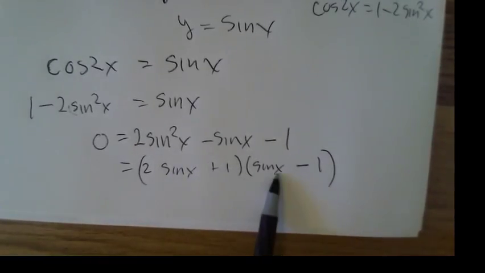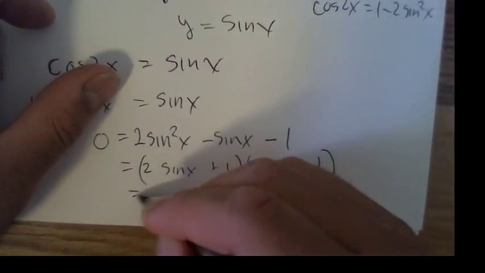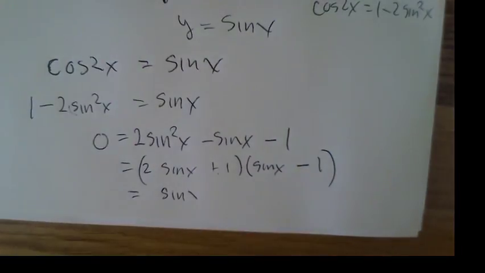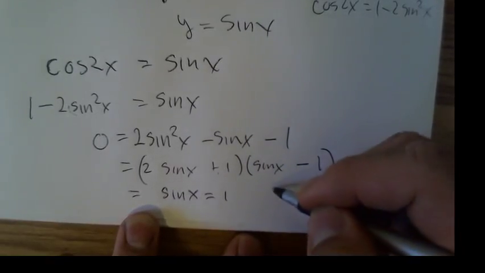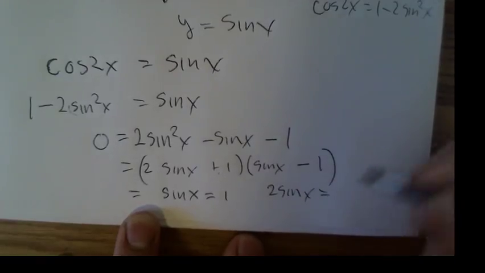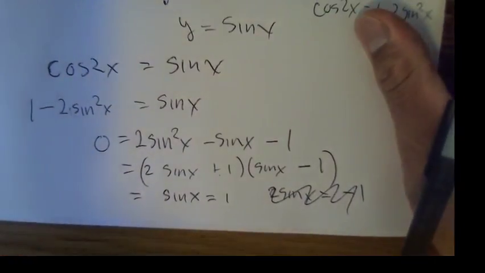Let me just do a quick check. 2 sine squared of x, negative 2 sine of x plus sine of x gives me a negative. And then 1 times a negative 1 gives me that negative 1 there. Okay, so now let me set this equal to 0. So now we have, when is sine of x equal to 1, and then 2 sine of x is equal to negative 1.